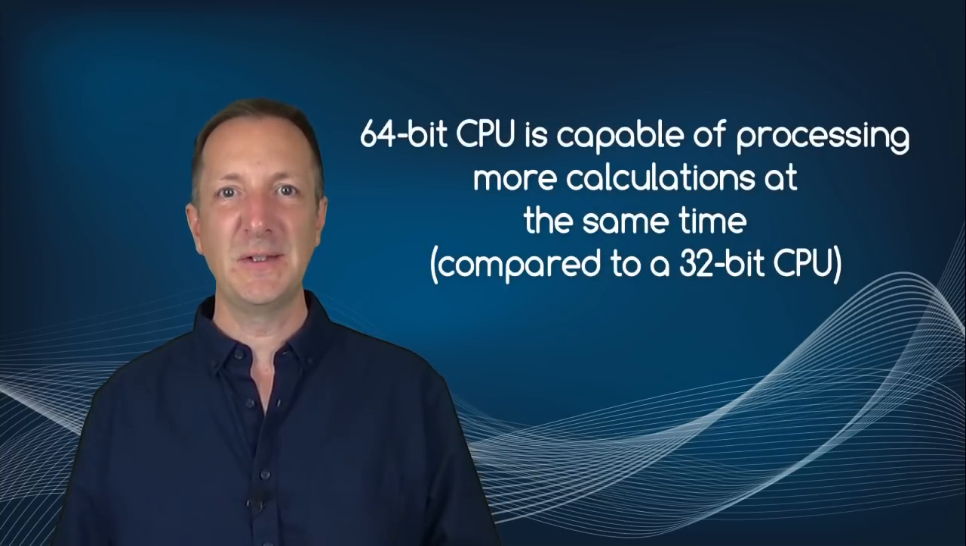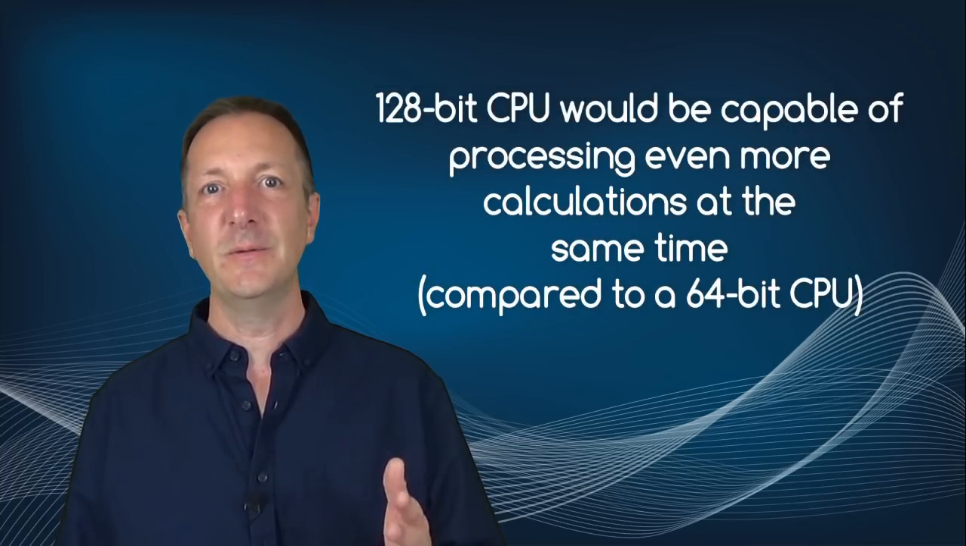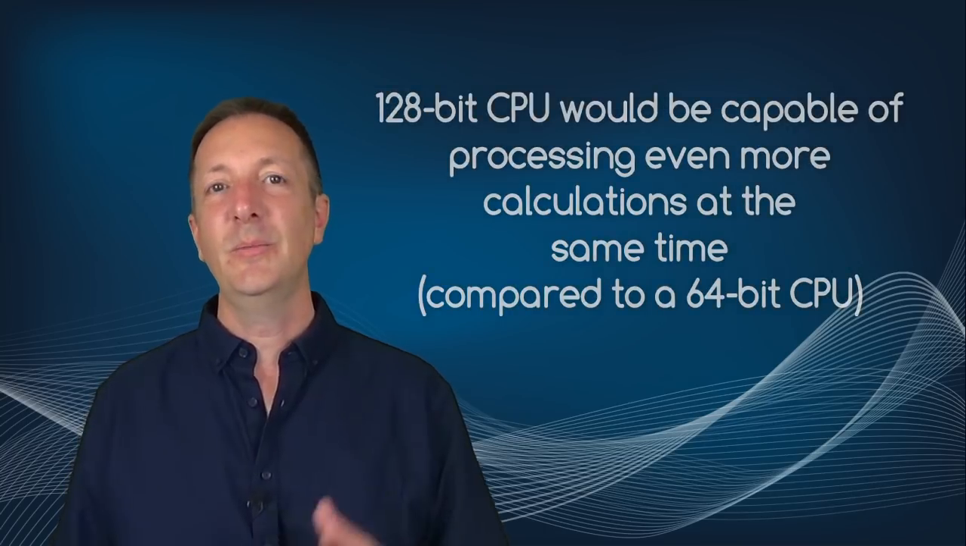Okay, so another major benefit of having a 64-bit computer is that a 64-bit CPU is capable of processing more calculations at the same time, and a 128-bit CPU would be capable of processing even more calculations at the same time. But would this benefit be enough to tempt hardware and software companies to make the necessary changes so that we can all have a 128-bit computer? Well, it certainly could be a good marketing strategy for the tech industry. But let's look at one more important point before coming to a conclusion.